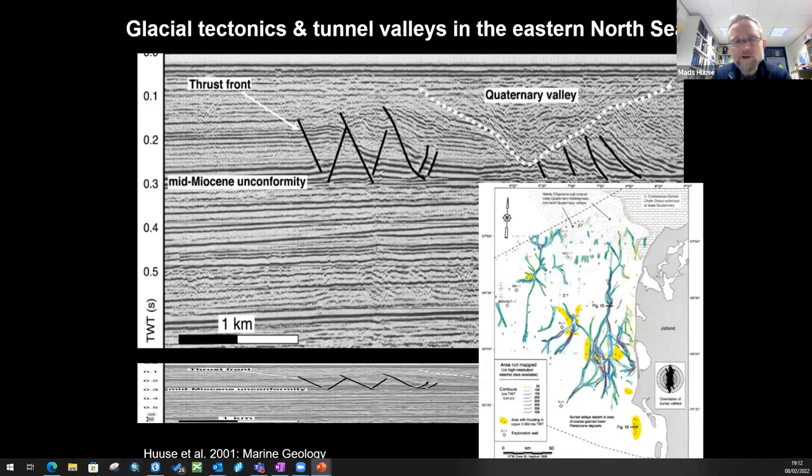I can't leave you without showing you at least one tunnel valley, and this is all the way back to the last millennium when I finished my PhD, which included work on the tunnel valleys in the Eastern Danish North Sea and the glacial tectonics. And basically we see this sort of level of detail on the Dogger Bank, where perhaps many of the people here are involved in site surveys for wind farms. There's absolutely spectacular glacial tectonics out there, and tunnel valleys as well to boot. And that is the case throughout the North Sea.